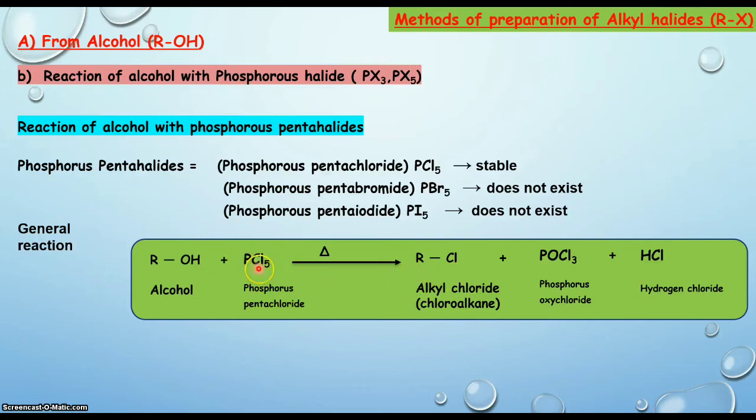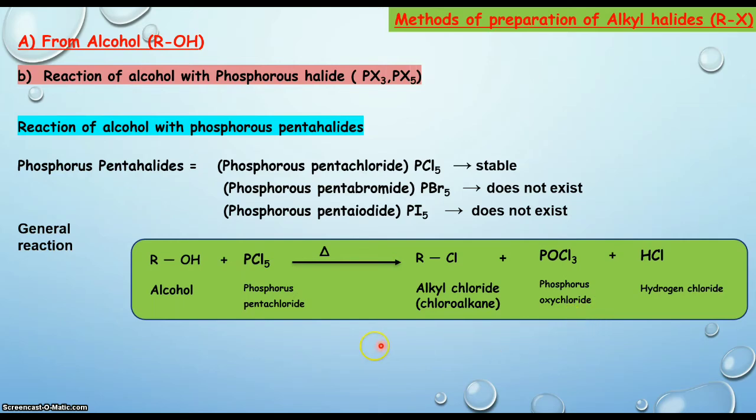Now out of 5, 1 chlorine is used for the formation of alkyl chloride. Second chlorine will go with hydrogen and form hydrogen chloride. Now how many chlorines are left here? 3 chlorine, 1 phosphorus and 1 oxygen. That gives us phosphorus oxychloride.